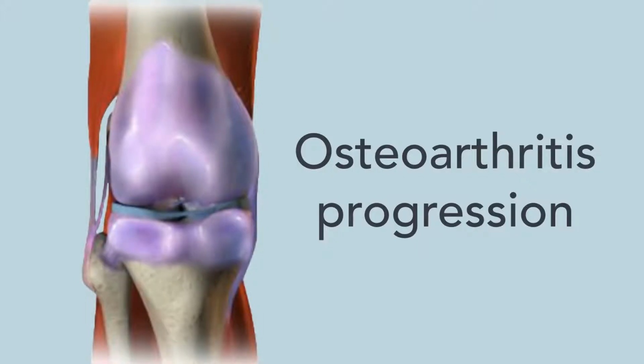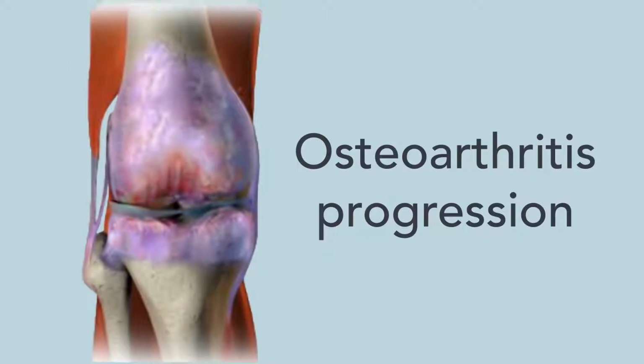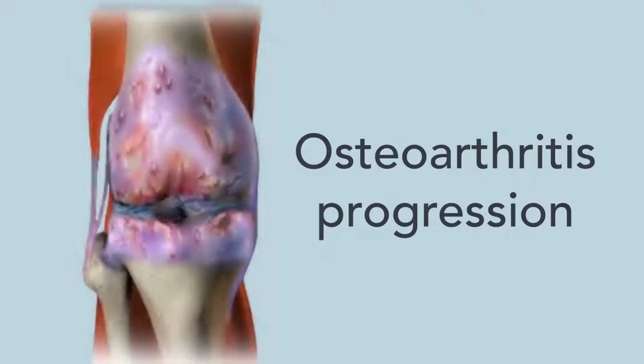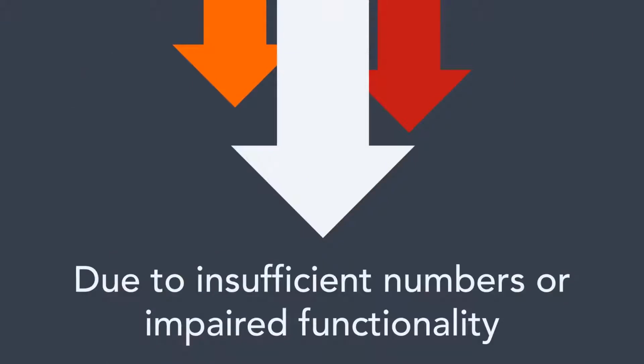For a chronic degenerative disease like osteoarthritis or a non-healing wound such as a diabetic foot ulcer, the endogenous stromal cells, those resident in the diseased tissue, are unable to achieve full regulation of the healing process, either due to insufficient numbers or impaired functionality.